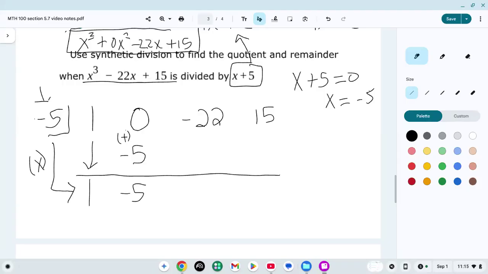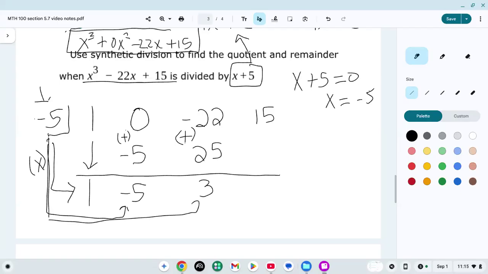Now, I'm going to repeat the process. I'm going to say negative 5 times negative 5, which is positive 25. So I'm going to put positive 25 in the next column. Once I get that number in position, I'm going to add those two numbers. So negative 22 and 25, that gives me positive 3. Then I'm going to take my negative 5, repeat the process again. Negative 5 times 3 is negative 15. I'm going to add those two numbers together, and I get 0. This last number is always my remainder.